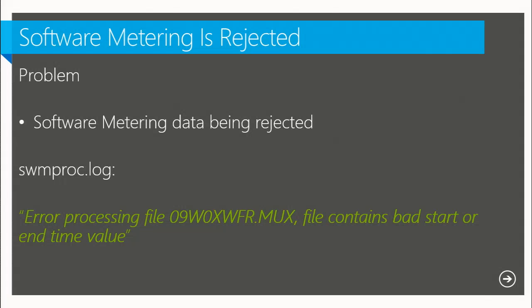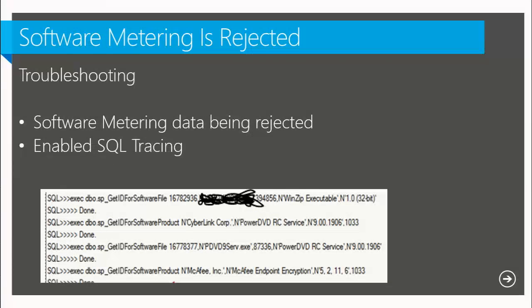And then here's another one that came from the field. Anybody using software metering? Cool. Awesome. Software metering people. Great. So here's one that came from the field. Software metering gets rejected. And here's kind of a bad start and end value is what it's telling us. And I had to take some data out of there so you wouldn't see customer data.